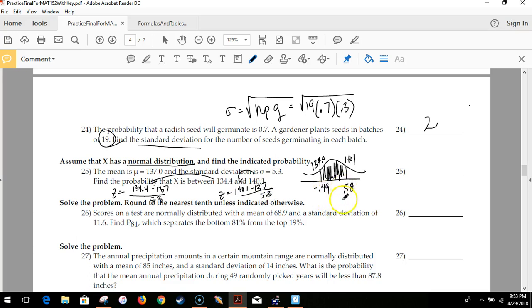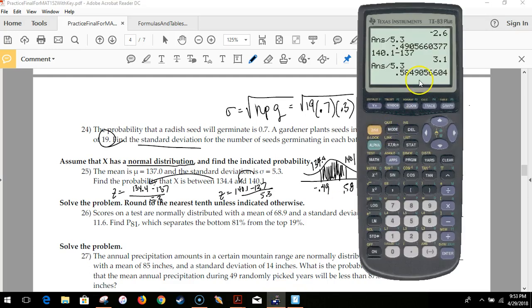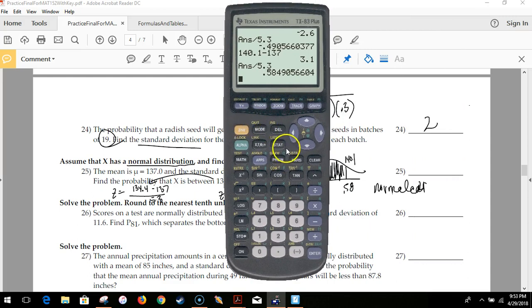Now I want to find out what's the probability that I land between them. That's normal CDF. Always CDF for normal. PDF is actually not a real thing. I'm not entirely sure why it's in there. Second vars, normal CDF, negative 0.49 to the positive 0.58.